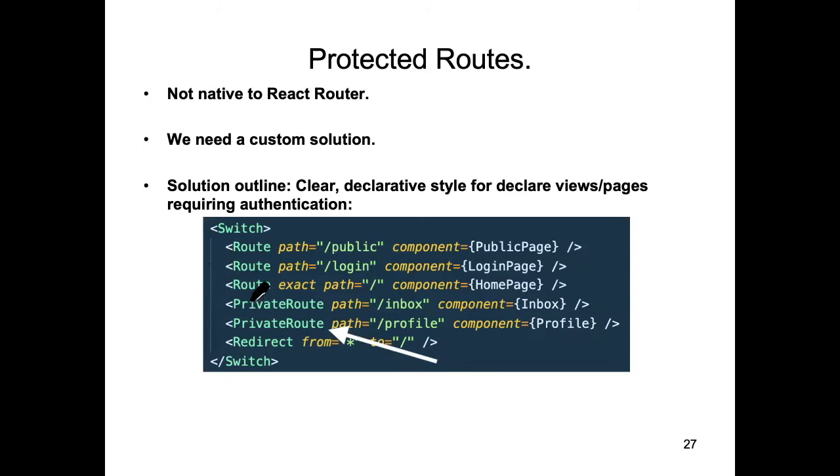But there is no component called the private route component. It doesn't come with the library. We've got to implement this ourselves. And again, the private route's interface is the exact same as a route. It has a path and a component, so it looks very similar, but behind the scenes, its behavior is different. That's our objective. We need to implement this private route component to achieve what we want to achieve.